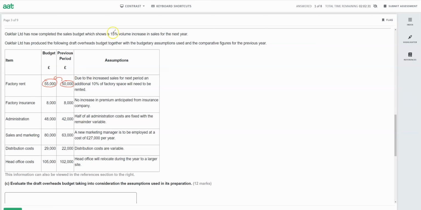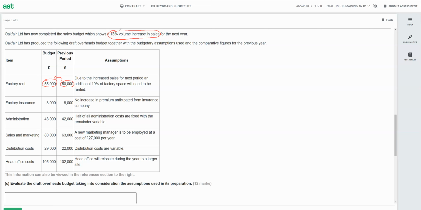5,000. You can see here the sales we are expecting will be increased by 15%. So the sales volume is increasing by 15%. That means all the variable cost should increase by 15%. Now the rent is a fixed cost, it's not a variable cost, but if we have to make 15% more production volume, or if we need to make 15% more units, then we might need more space, we might need a bigger building. So for that reason maybe the rent will increase.